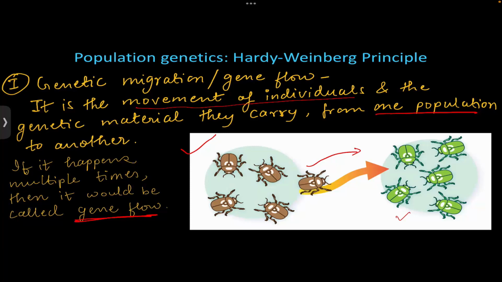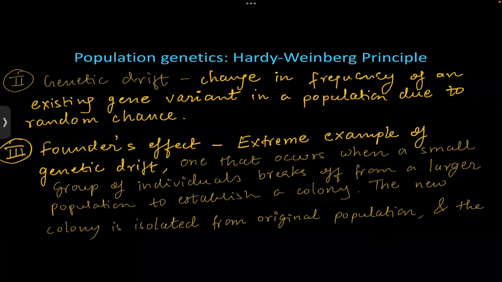But if it has only happened one time, it is a bit difficult. It is not that easy to conclude that it is a gene flow. A one-time flow can happen suddenly or randomly. When that happens, it is called genetic drift.